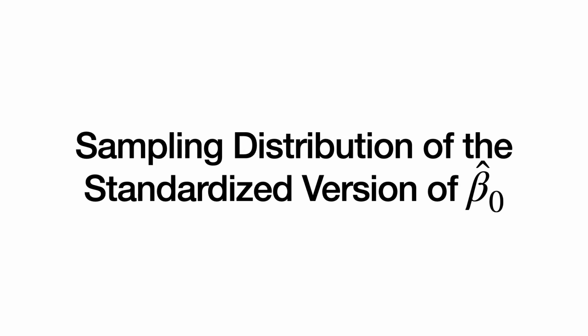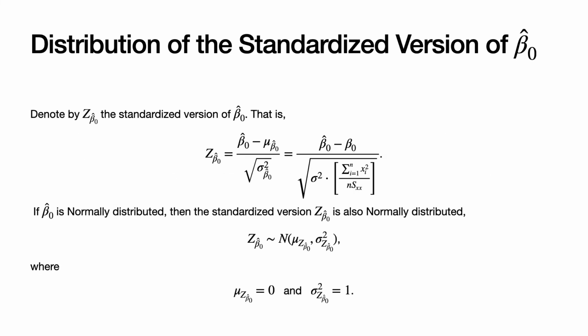Next, let's look at the sampling distribution of the standardized version of beta 0 hat. Denote by z sub beta 0 hat the standardized version of beta 0 hat, that is, z sub beta 0 hat is equal to beta 0 hat minus the mean of its sampling distribution, which is beta 0, divided by the standard error of that difference. The standard error being the square root of sigma squared times the sum of the squared x's divided by n times s sub xx. Then, if beta 0 hat is normally distributed, the standardized version z sub beta 0 hat will also be normally distributed with a mean of 0 and a standard deviation of 1. In other words, if the model error terms are normally distributed, then beta 0 hat is also normally distributed, and the standardized version of beta 0 hat will have a standard normal distribution.